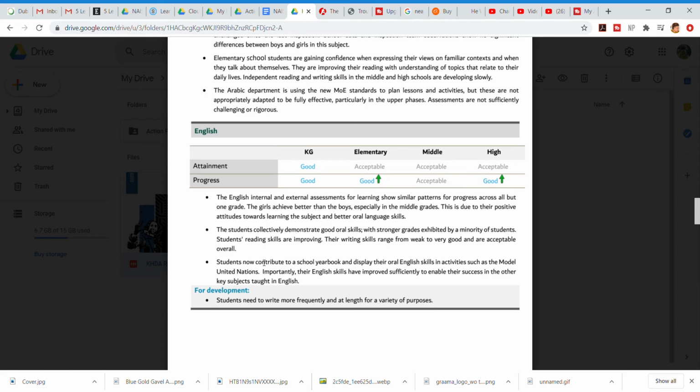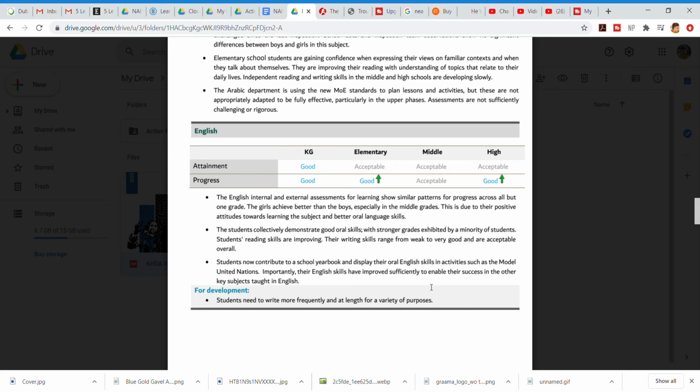The next one is students now contribute to a yearbook and display their oral skills in activities such as the Model United Nations. Importantly, their English skills have improved significantly to enable their success in the other key subjects taught in English. So those are the 3 bullet points that they walked away with during our inspection of just what was noted. Development, and this development is crucial. When KHDA inspectors come in, they're looking at the development because they know that was the recommendation from their previous counterparts that the school should focus on. Therefore, it is vital that it is a focus area in your action plan.